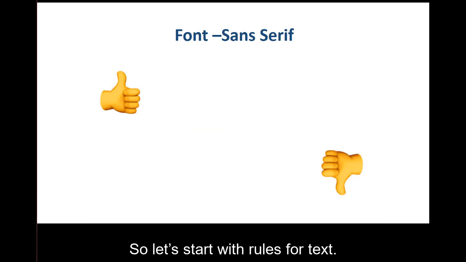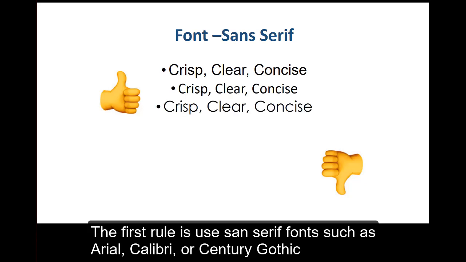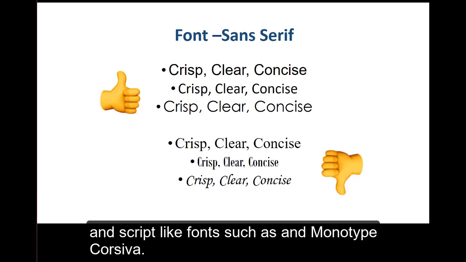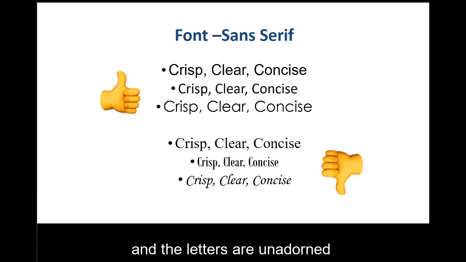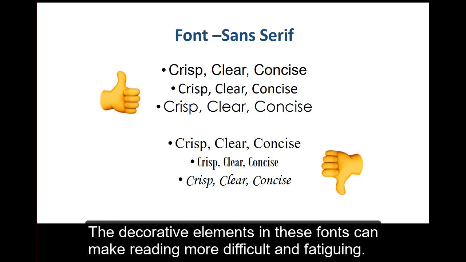So let's start with the rules for text. The first rule is use sans serif fonts such as Arial, Calibri, or Century Gothic, and avoid fonts with serifs such as Times New Roman, Georgia, and script-like fonts such as Monotype Corsiva. You will notice that the lines in sans serif fonts maintain even width, and the letters are unadorned, and the opposite is true for fonts with serifs and script-like fonts. The decorative elements in these fonts can make reading more difficult and fatiguing.